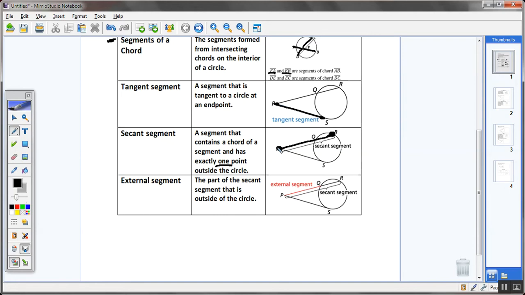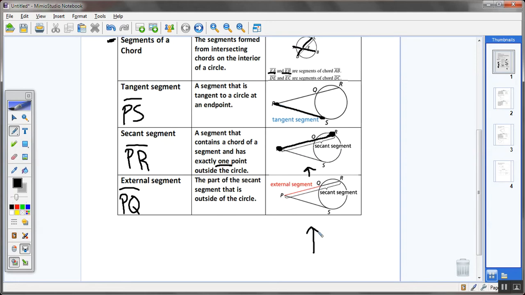And from that secant segment exists what's called an external segment. The external segment is highlighted in red right here, from P to Q. P to Q is my external segment. Up above, PR is my secant segment, and PS is your tangent segment. So definitions, I think there are some great illustrations in this column right here that will guide you well throughout this.